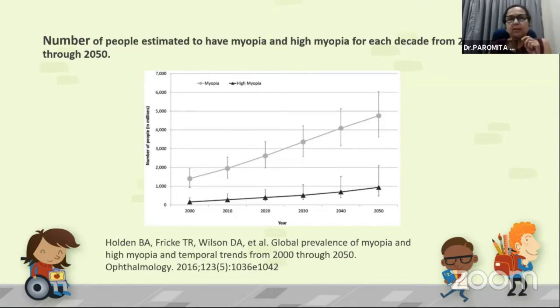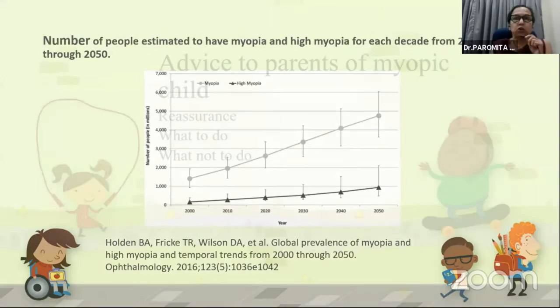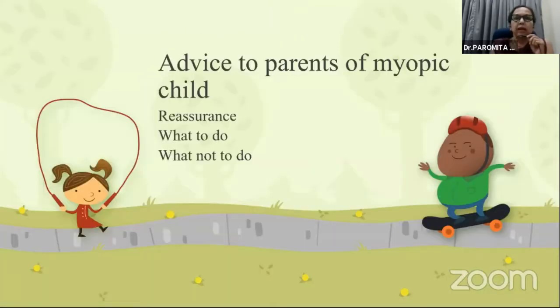As we can see in this graph, myopia is expected to go up quite a lot by 2050. And with it will the complications that are associated with high myopia, like retinal detachment and myopic degenerations. So it's time that we took time to talk to the parents. Now, regarding the advice that we give to the parents, it's basically reassurance.